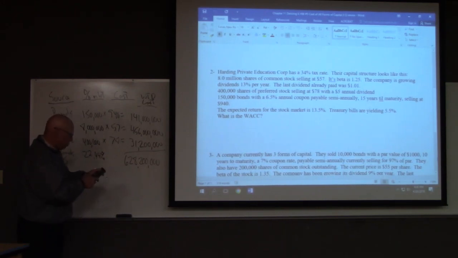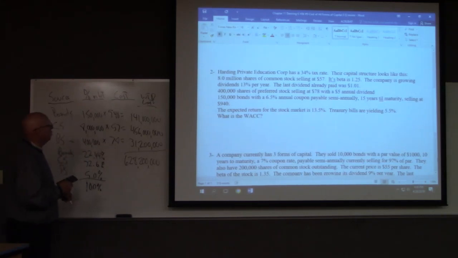Then we have, for stocks, 456 million divided into 628,200,000. And we have 72.6%. And then we have 31,200,000 divided into 628,200,000, and we have 5%. All right, so 22.44 plus 72.6 plus 5, and we're there, 100%. Okay, hope everybody sees that.